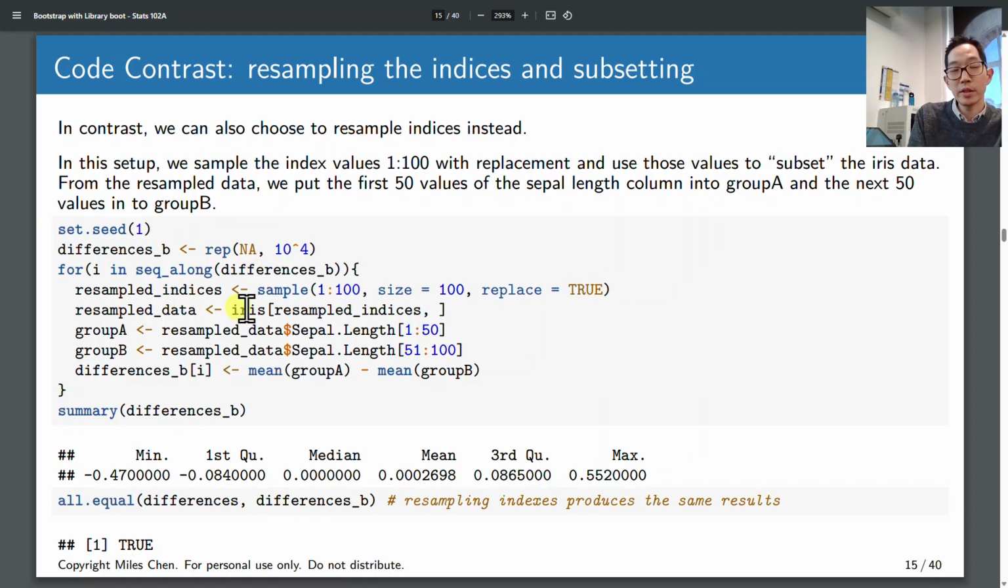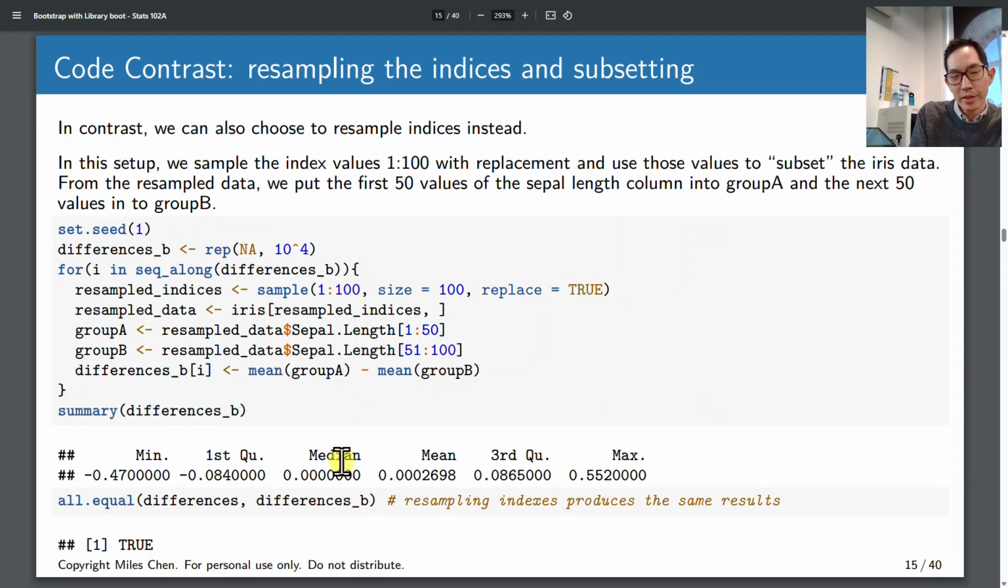Now I'm going to subset my data, the iris data set, using those resampled indices. That's going to be my resampled data. Now that I have my resampled data, I'm going to take observations 1 through 50 and call that group A, and observations 51 through 100 and call that group B. I calculate the mean of group A and the mean of group B, and store that as my differences. Just a small change here: when I call sample, I resample just the index values 1 through 100 with replacement.